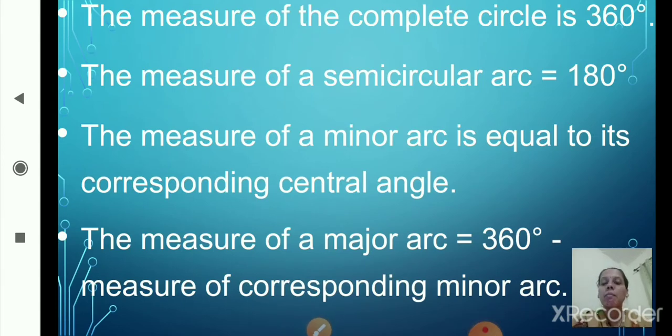The measure of the complete circle is 360 degrees. What is the measure of the complete circle? The measure of the complete circle is 360 degrees.